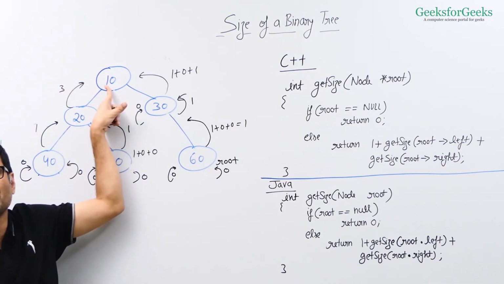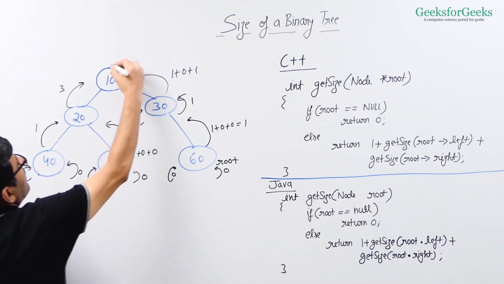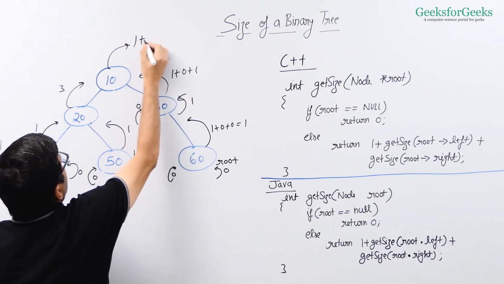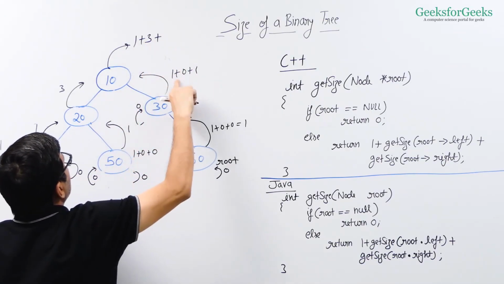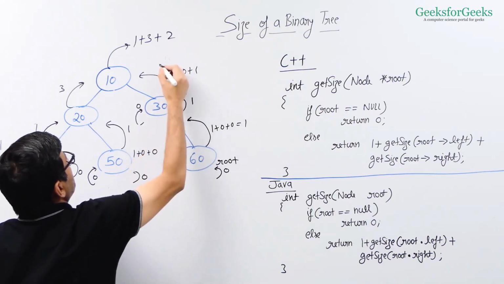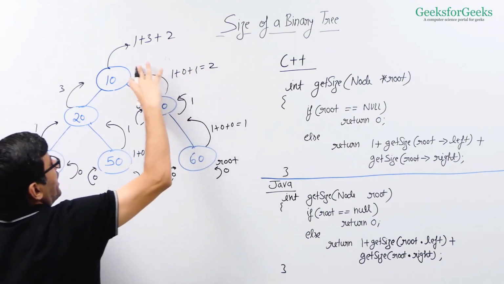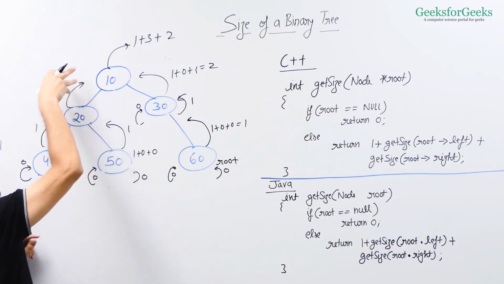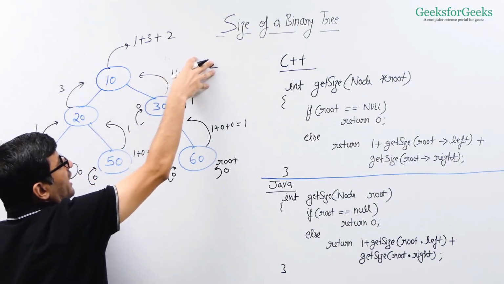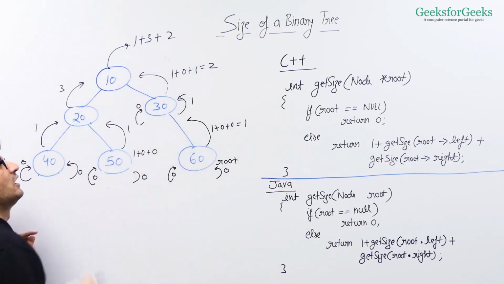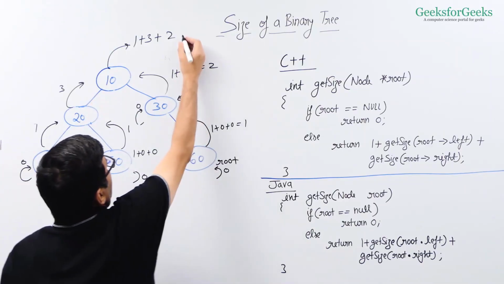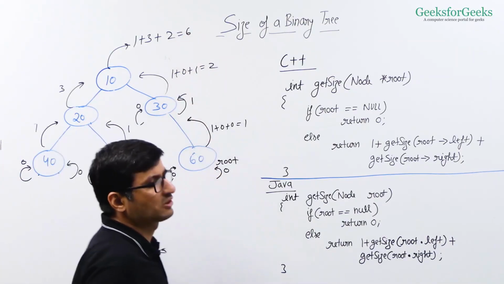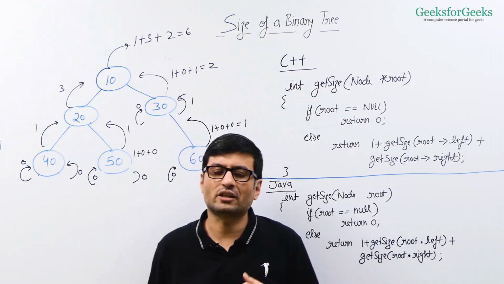And what this function is going to do, it's going to return 1 plus 3 plus 2. This value returned by this right call is 2. So it's going to add the value of the left call, add the value of the right call, and add 1 to it. So it's going to return 6. And that's how you get the correct size of a binary tree using this recursive function.